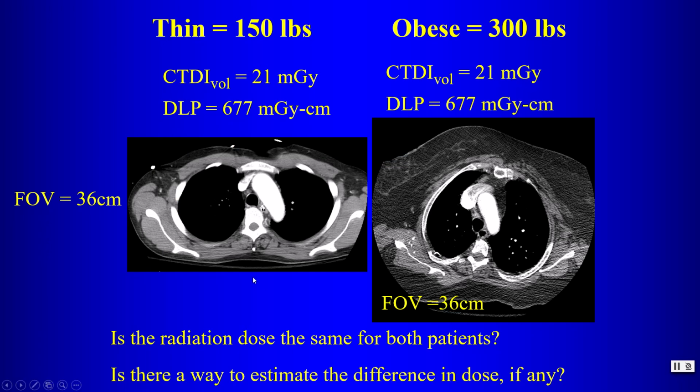Now, what if we have two patients here? We have one patient who is very thin, weighs 150 pounds, and we have a patient who is very large, weighs 300 pounds. If we use the exact same CT parameters to scan both patients, our field of view is the same here for both patients. So the same CT parameters are used so that the CTDIvol and the DLPs are exactly the same. We've used the exact same protocols to scan both patients. Is the radiation dose the same for both patients? Is there a way to estimate the difference in the radiation dose for these patients?